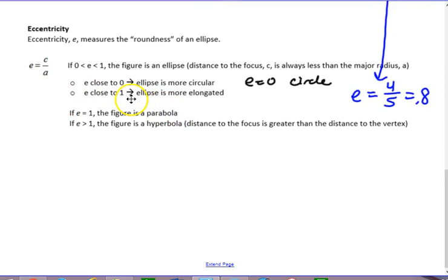Now when e actually equals 1, meaning c and a are the same value, the figure turns into a parabola at that point. And if e is greater than 1, it means that the distance to the focus is greater than the distance to the vertex. That happens in a hyperbola. So anything where e is greater than 1, the figure is a hyperbola. So that's the meaning of eccentricity.